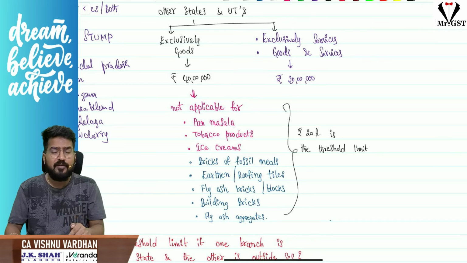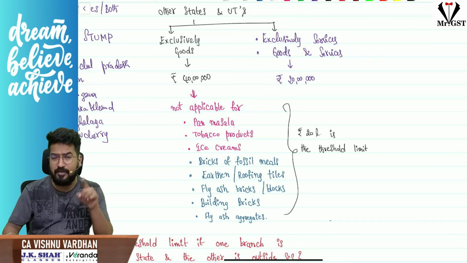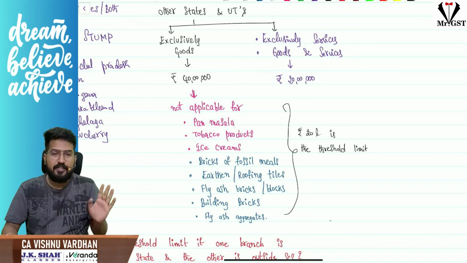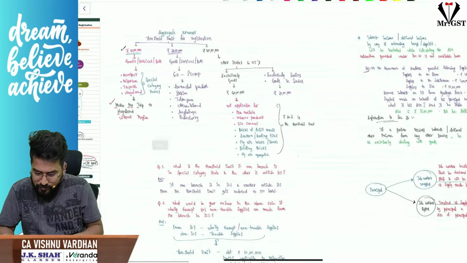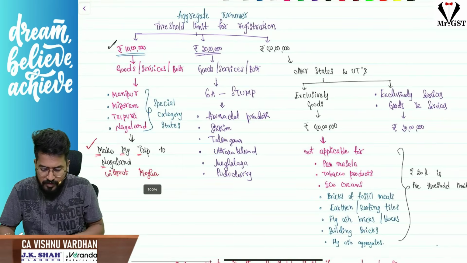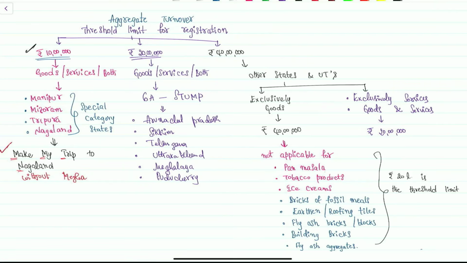If you see, the same goods we have seen even in the composition scheme, but the only difference is, in the composition scheme aerated waters was there, here it is not there. That is the only difference, if you have understood. So this is the flow chart. Okay, 1 second, if you want you can take a screenshot of this. So that's all. With this, threshold limits are over.